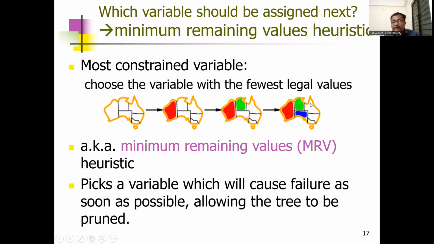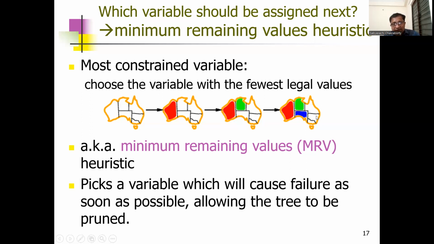Queensland really has only 1 remaining color. So Queensland can be assigned only one color. It has the minimum remaining value. It is the most constrained variable at that state. At this stage, this is the most constrained variable. So we'll color this red.